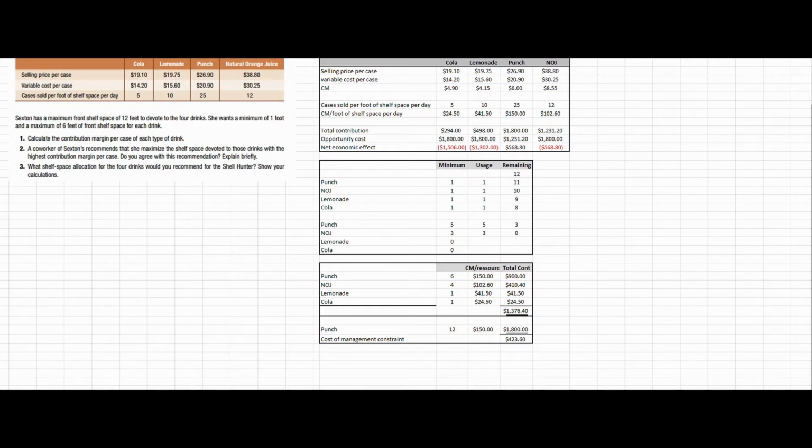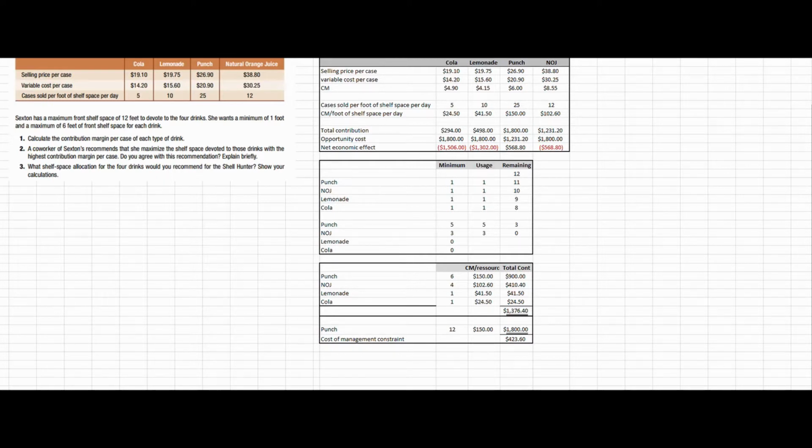constraints are discretionary. In other words, in this problem, the owner simply decided that she wanted to have at least 1 square foot for each product and no more than 6 feet for any given product. And the point here being that constraints constrain our optimal output, and therefore they have a cost, and we can go and we can calculate what that cost is.